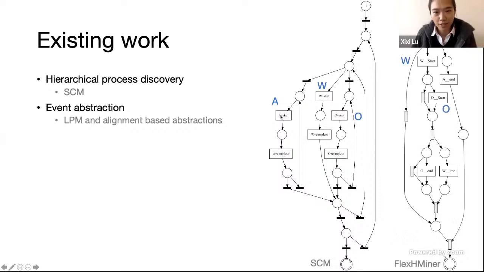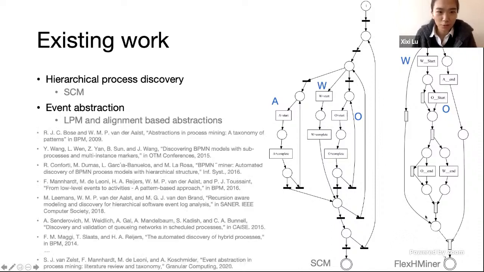Whereas we might want to have discovered this concurrent behavior, where the application subprocess started, and concurrently the workflow subprocess started. After that, the offer subprocess started, and these two ended concurrently, and after that, the offer subprocess ended. So I'm revealing the solution a little bit.